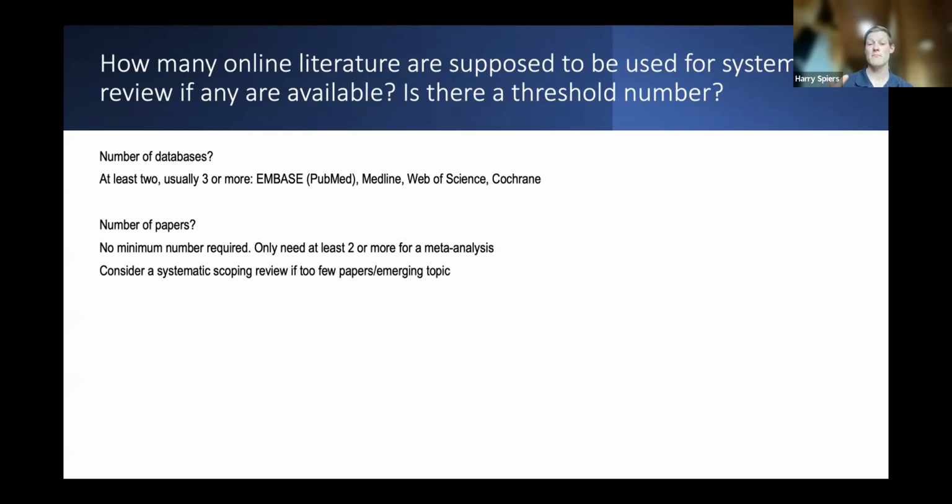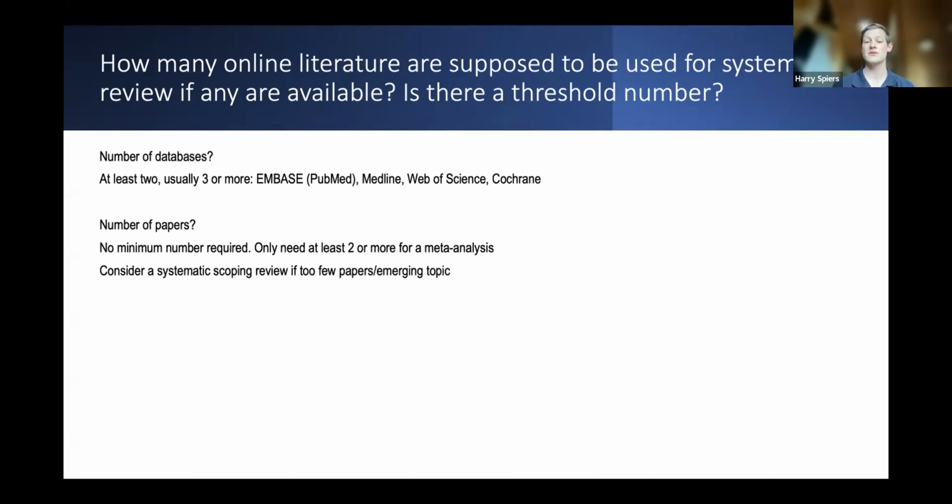It may be that your methodology is too restrictive. So it may be that you need to look at your eligibility criteria to make sure that you're not getting rid of lots of papers that would be useful. And that's where having a play around with your search terms can be quite useful.